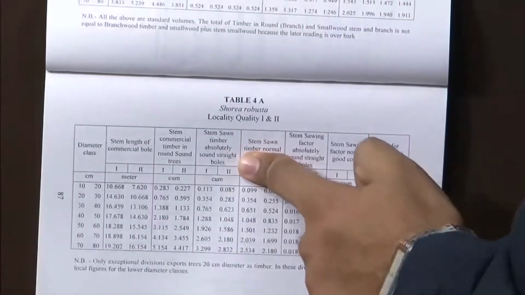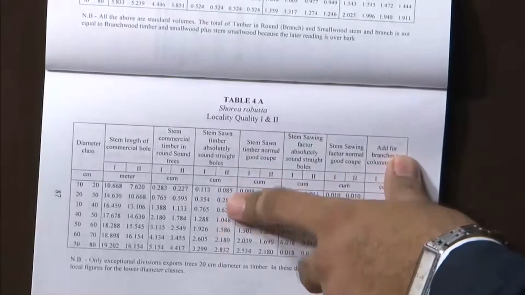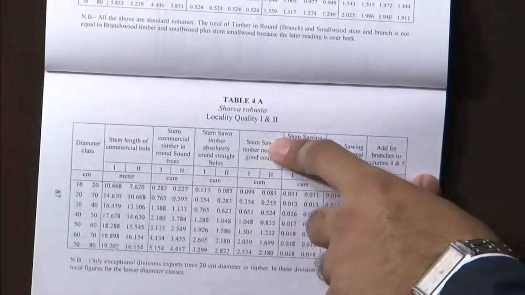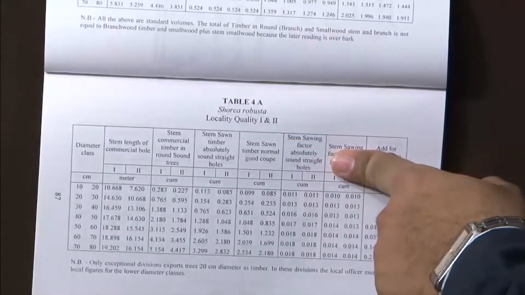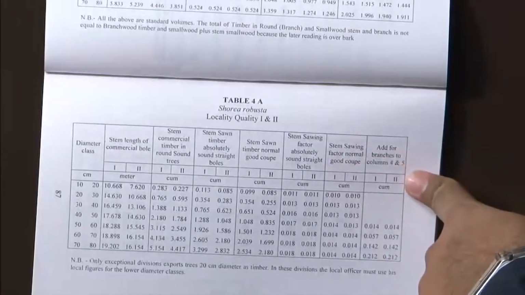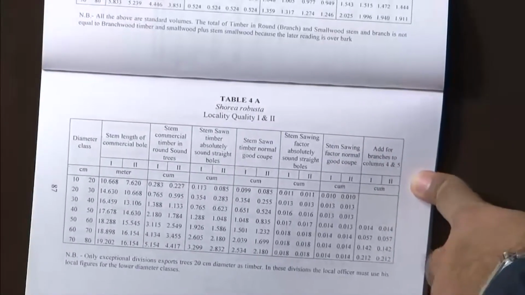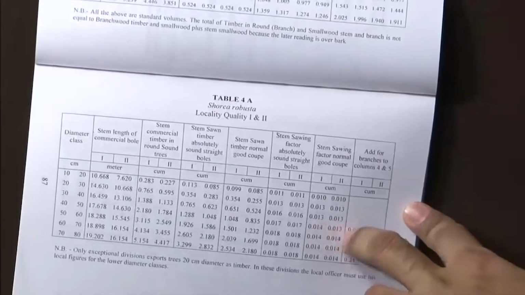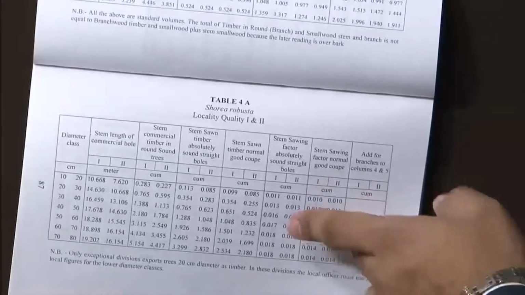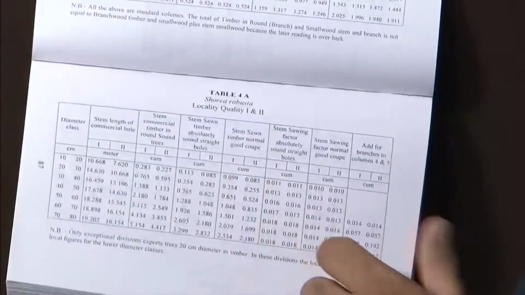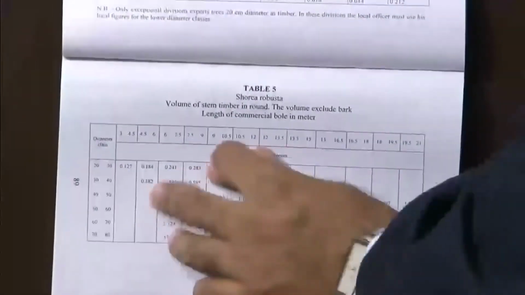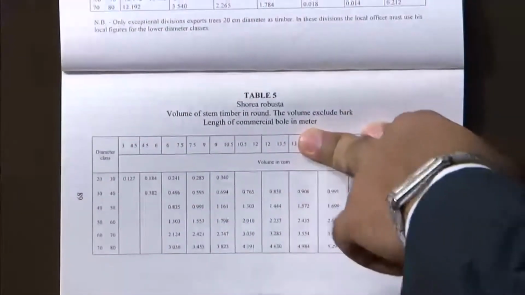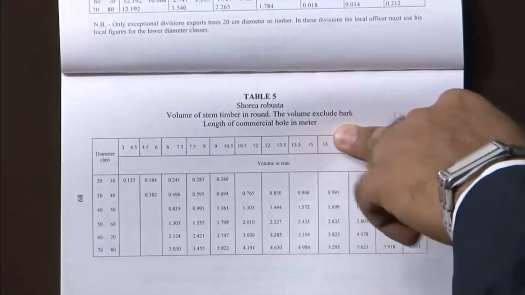So, these are different qualities of wood. It can give it to you in terms of its volume. You can even have the stem sawn timber in the normal good coop in cubic meters, stem sawing factor, and the addition for branches. That is a volume that you are going to add to number 4 and 5 volumes. So, this is another local quality volume table. Another table, this table 5, gives you the volume of stem timber in round excluding the bark.